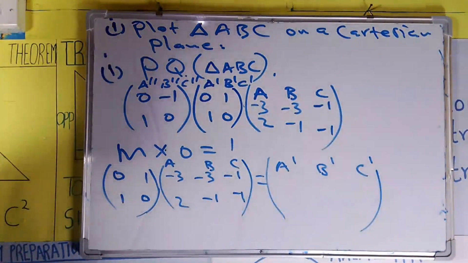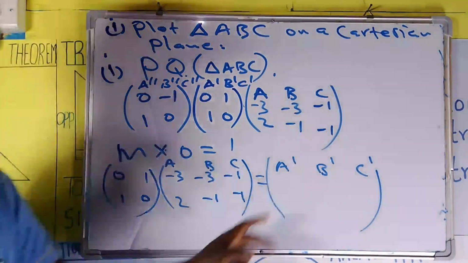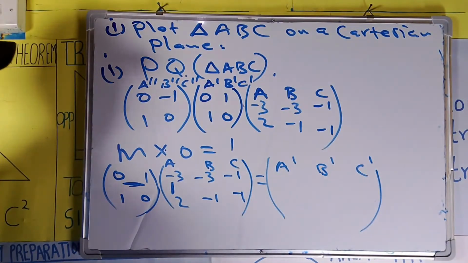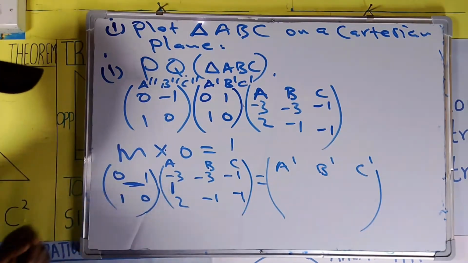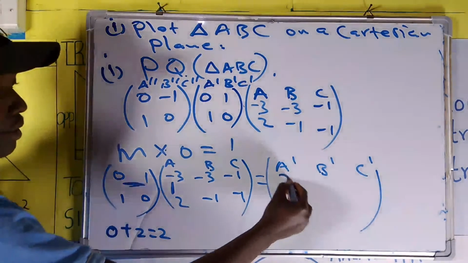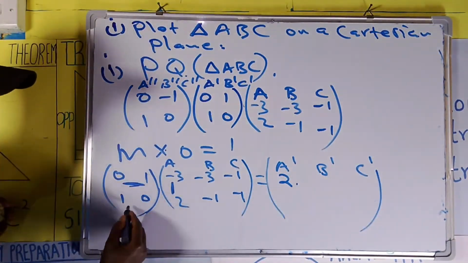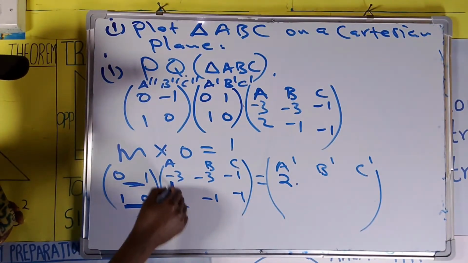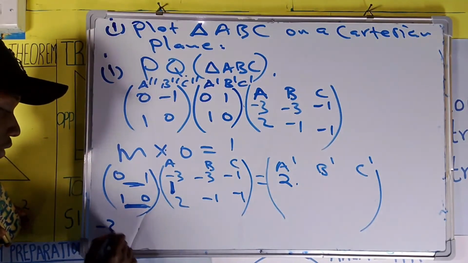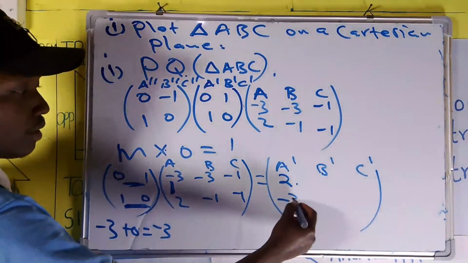Remember how we were determining the image. Tulikuwa tunachukua the first row multiplied by the first column. So inakuwa 0 times negative 3 is 0 plus 1 times 2 is 2. So the first one will be 2. After we get that one, tunaenda ya chini. The second row and the first column tunamalizana na A. So itakuwa 1 times negative 3 is negative 3 plus 0 times 2 is 0. So itakuwa negative 3. So that will be negative 3.